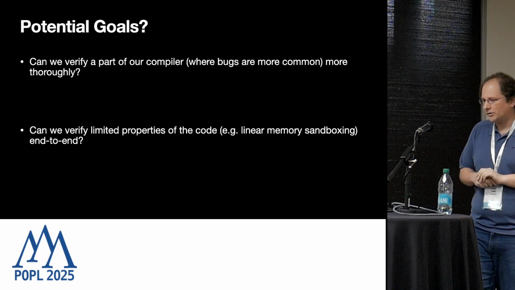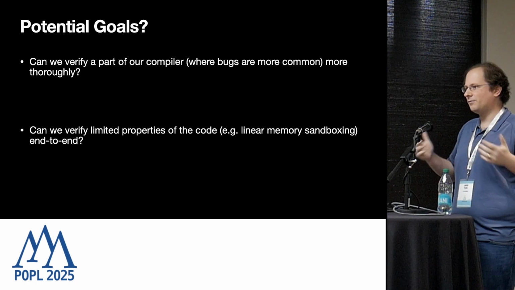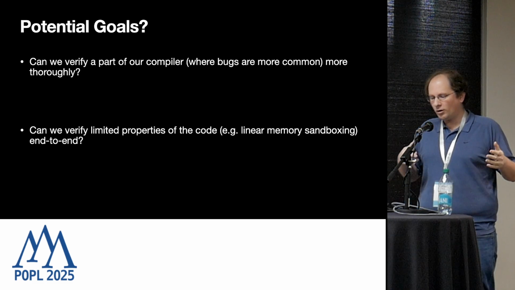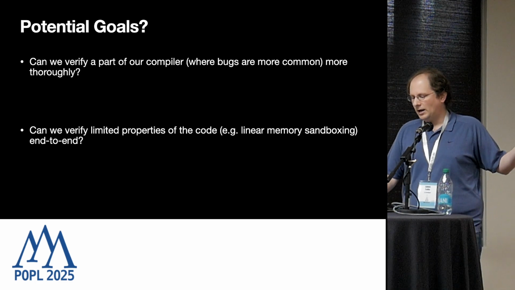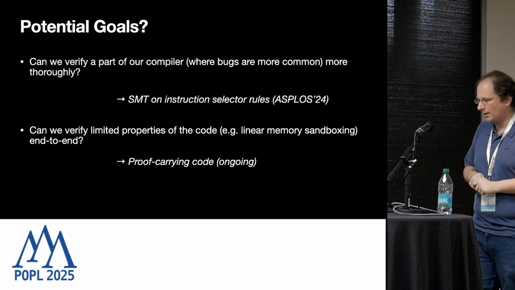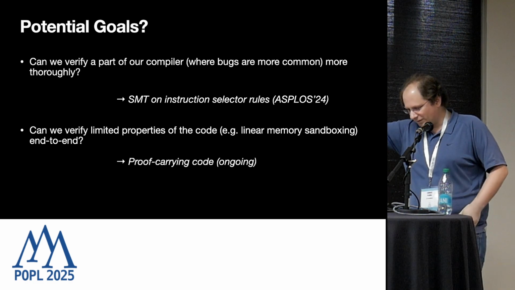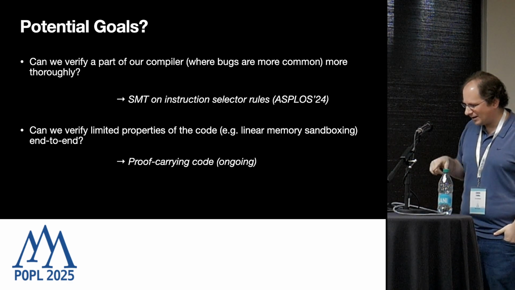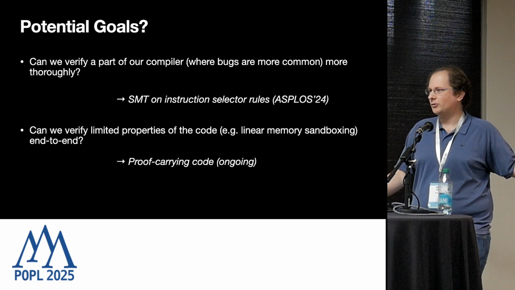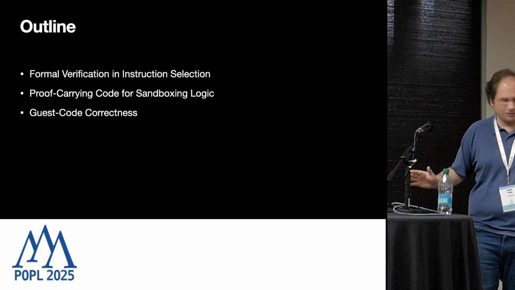So okay, let's narrow scope a little bit. And there are maybe 2 ways we can do that. We could verify a part of our compiler completely for all inputs, right? So let's pick a phase, maybe instruction selection. Or we could verify certain limited properties of our compiler end to end. And so I'll actually talk about both. For the first, I'm going to crib the work that my collaborators and first authors did much more than me, work that we published this past year at ASPLOS, just very briefly. And then the second part, I'm going to talk about proof-carrying code, which is kind of ongoing work. And then if I have time, which I might not, I'll talk about guest code correctness as well.